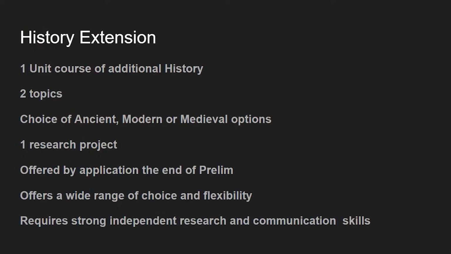History Extension is a 1-unit course of additional history. There's 2 topics, a choice of ancient, modern or medieval, 1 research project, and we have a bit of a talk about that at the end of the preliminary course to see if you might be interested in doing that additional unit.